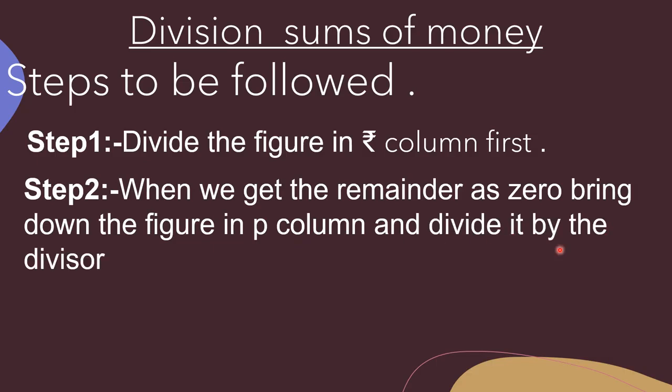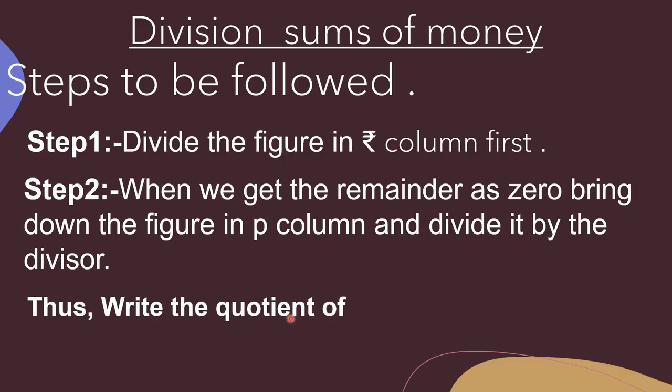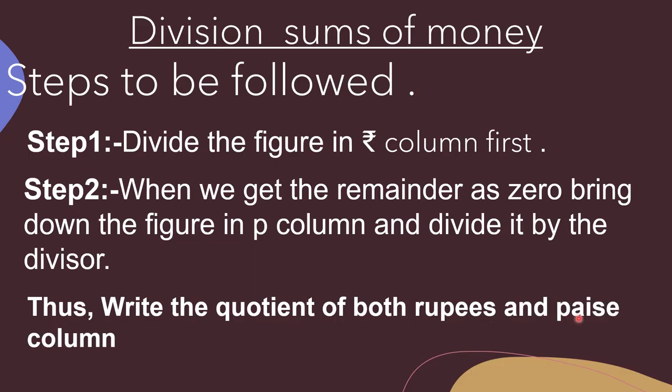So beta, when we solve the rupees column and our remainder becomes 0, then we have to bring down the paise column, and then we have to solve the paise column. After that we have to write the quotient of both the rupees and paise columns collectively. So let's see how.